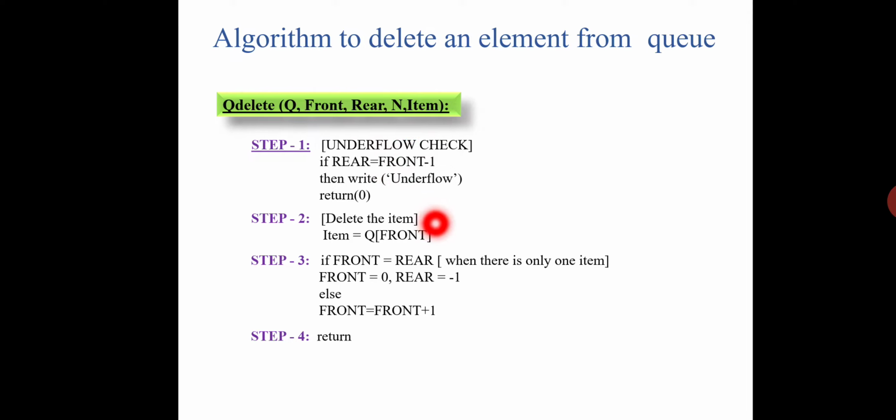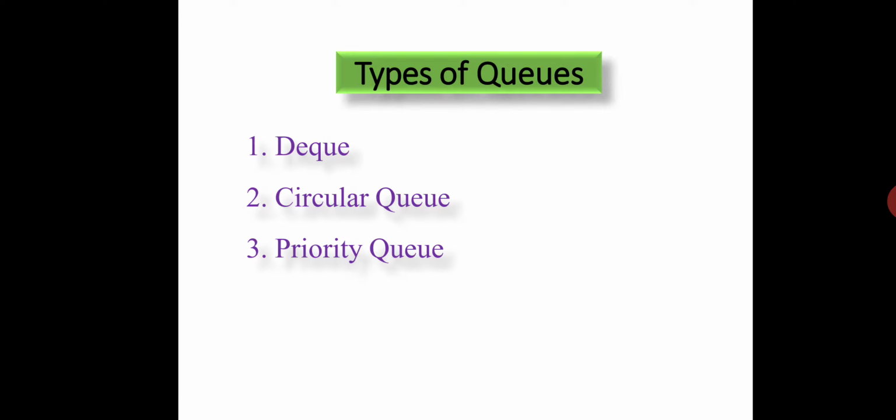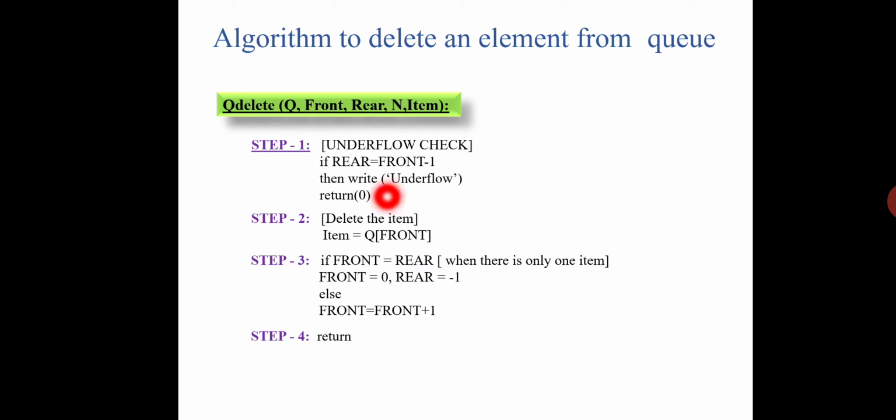When deleting, first check whether rear is equal to front minus 1. If it is less than front, at that time you have no elements in the queue. That time it is underflow. It is underflow; we can't delete any element from the queue. Then item is equal to queue of front. If this condition is false, and you have elements, then the first element will be deleted where the front is located. For example, front is 0 means we have deleted the first element. Front is 1 means the second element is deleted. Front is 2 means the third element is deleted.